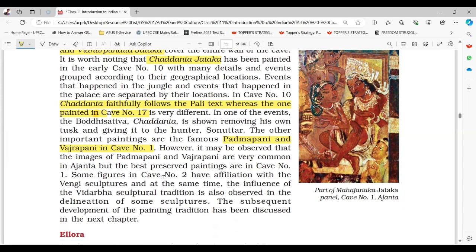Some figures in cave number 2 have affiliation with the Vengi sculptures, and at the same time, the influence of Vidarbha's cultural tradition is also observed in the delineation of some sculptures. The subsequent development of the painting tradition has been discussed in the next chapter. Here you can see part of Mahajanaga Jataka panel, cave number 1, Ajanta.